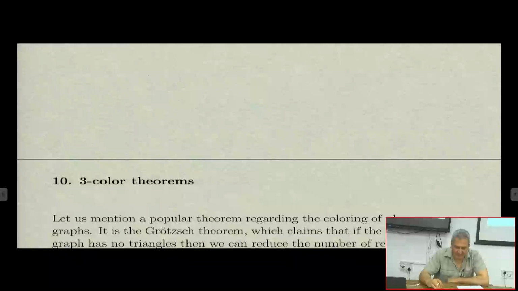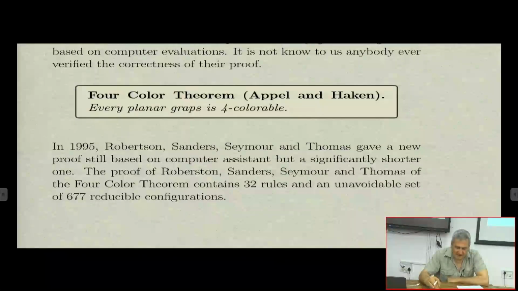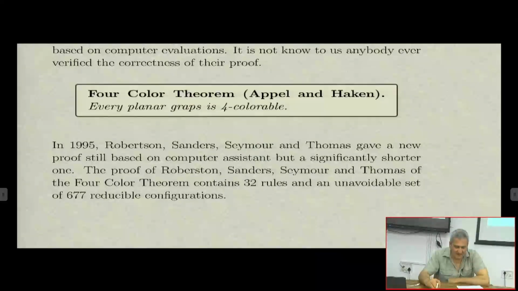Now, here the 700 reducible configurations. Okay, 700, yeah. The other one was over 3,000, okay. 32 rules. I will give an example of these configurations, yes. Independently of that, people were trying many different things to prove it. Now they discovered the discharging method and so on.